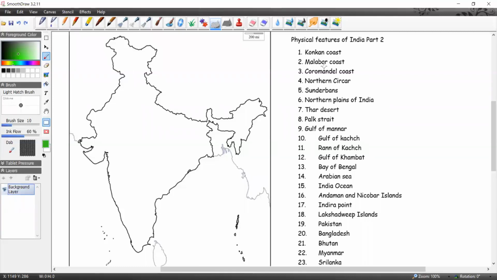Konkan coast and Malabar coast are on the west coast of India. The western coastal plain of India comprises of Konkan coast and Malabar coast. And the coastal Kerala is called as Malabar coast. And here from Gujarat till Goa, it is called as Konkan coast. Actually, the coastal Karnataka here is called as Canara coast, but broadly we divide the west coast plain into Konkan coast and Malabar coast. So the first one is Konkan coast.